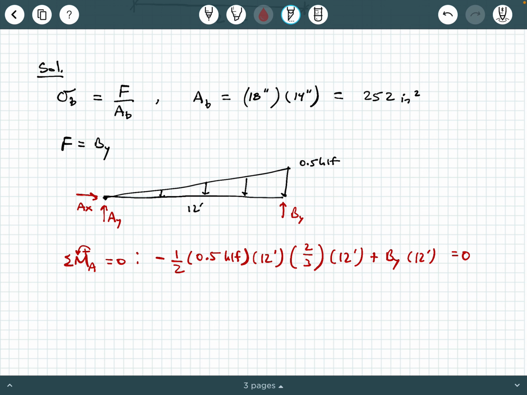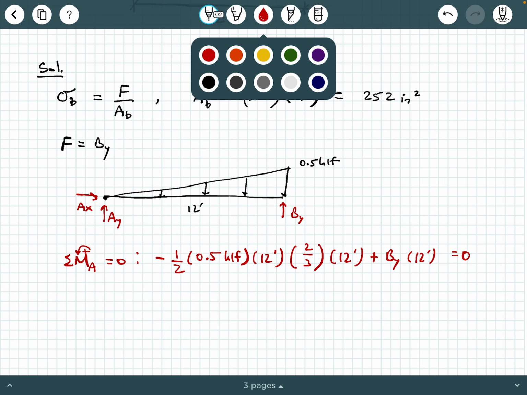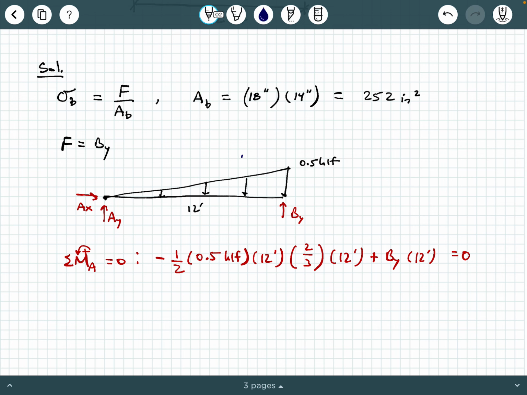Well, first, this 1/2 times 0.5 KLF times 12 feet, that is the equivalent point load of this triangular load distribution, okay? So what that is, that is like this force right here from statics. We can call that F equiv, okay? And this is equal to the area beneath the load diagram.